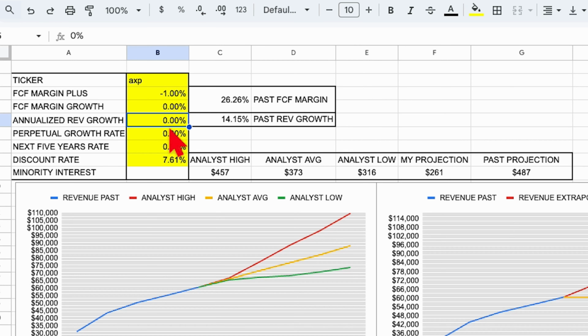in the future. So if there is growth in the future at all, if I just put in 1%, 1%, 1%, we're looking at a projected share price of 307, still a huge upside. So American Express really looks like it's on sale.